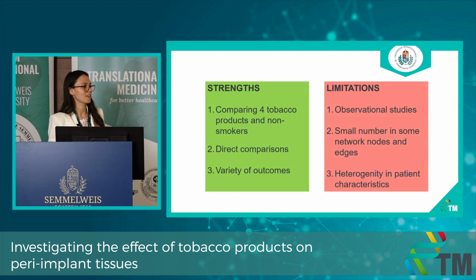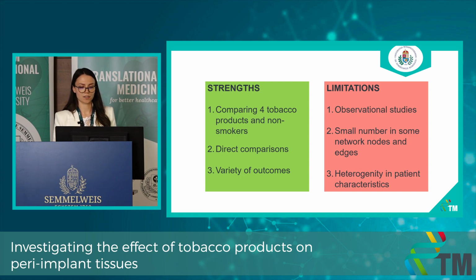So what are the strengths and the limitations of this analysis? First of all, this was the first meta-analysis comparing 4 types of tobacco products and non-smokers, and we were able to make direct comparisons between most products. And also we evaluated a variety of outcomes.